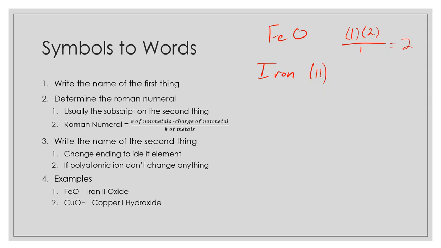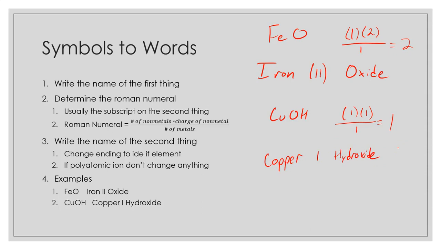And then we get to the second thing, once again, similar to our other rules. If it ends in just an element, like this ends in just oxygen, you change the ending to "ide," so oxide. If it ends in a polyatomic ion, you don't change anything. So here we have CuOH. If we're doing our formula, the number of OHs is 1, the charge of OH is 1, divided by the number of metals, which is 1. So we get 1. So this would be copper 1 hydroxide, would be our answer for that.